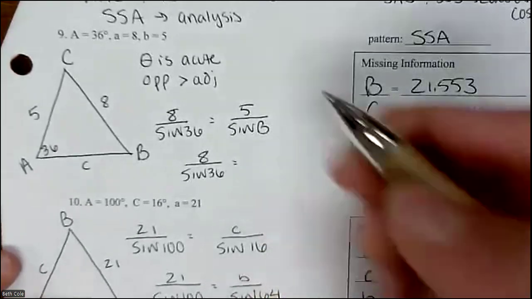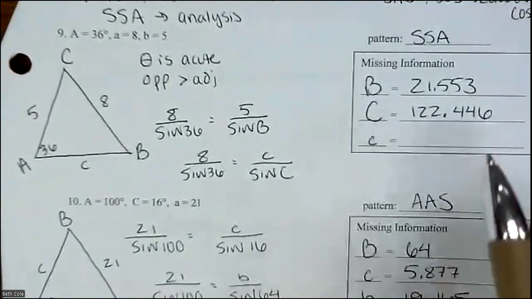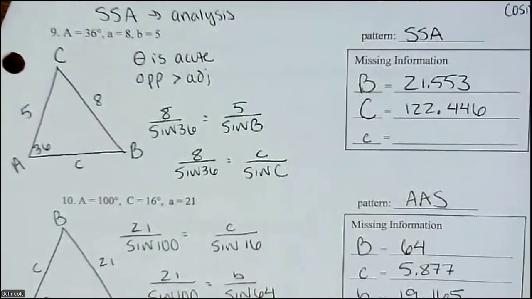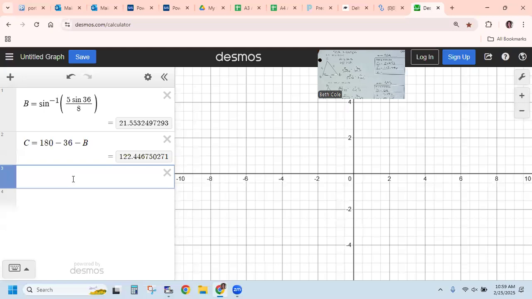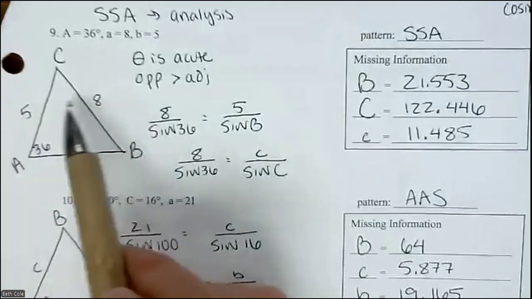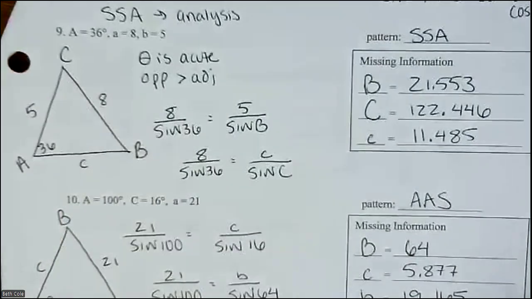So to set up for my last one, it's going to be little c over sine of big C. I just wrote C, but you could write 122.446 if you wanted to. And then how am I going to type that one in? Eight sine C divided by sine 36. Good job. 11.485. That should be the biggest side. So check, is 11 point blah, blah, blah bigger than the other two? Yes, because you're finding them smallest to biggest. So you should get an answer bigger than 8.